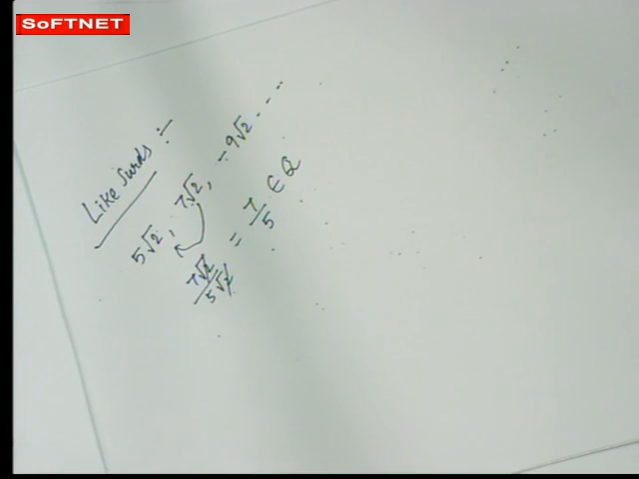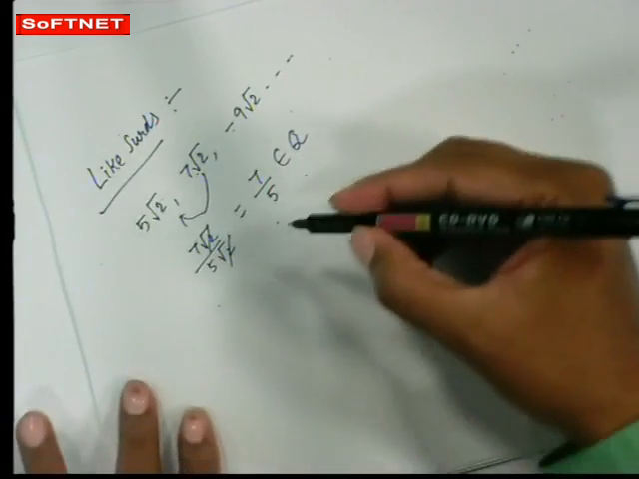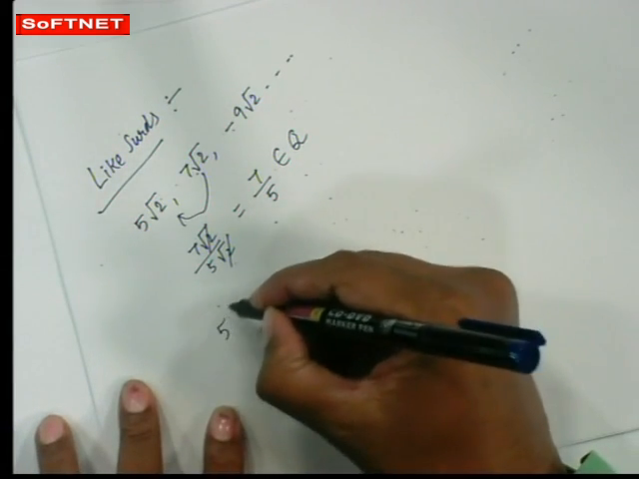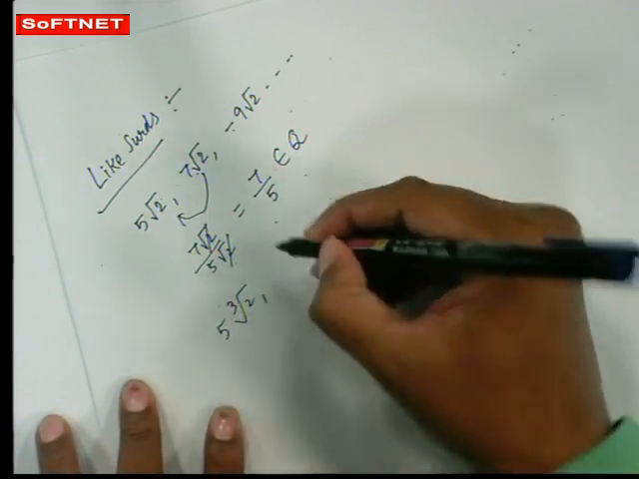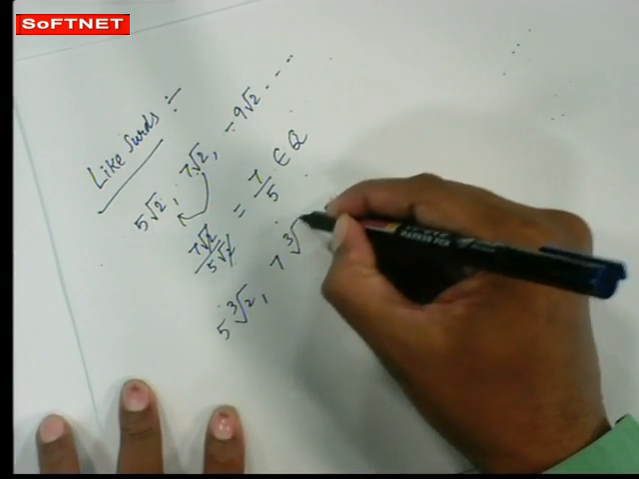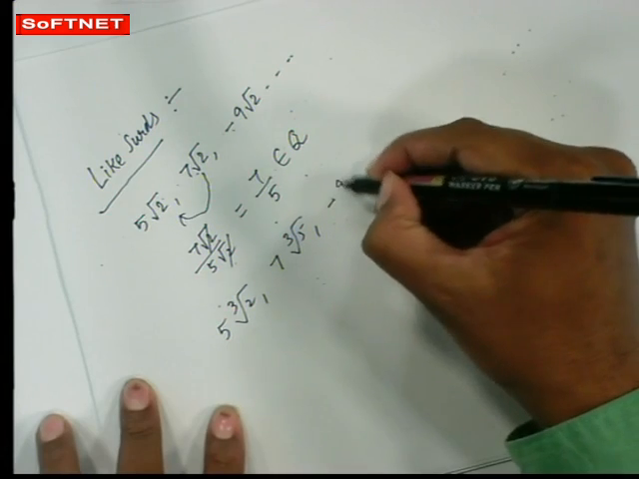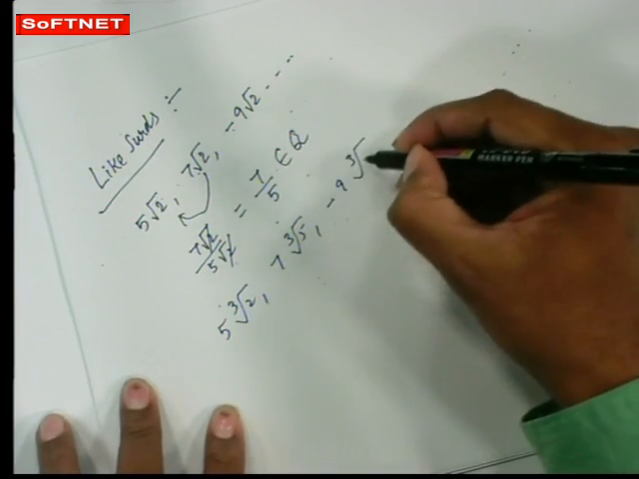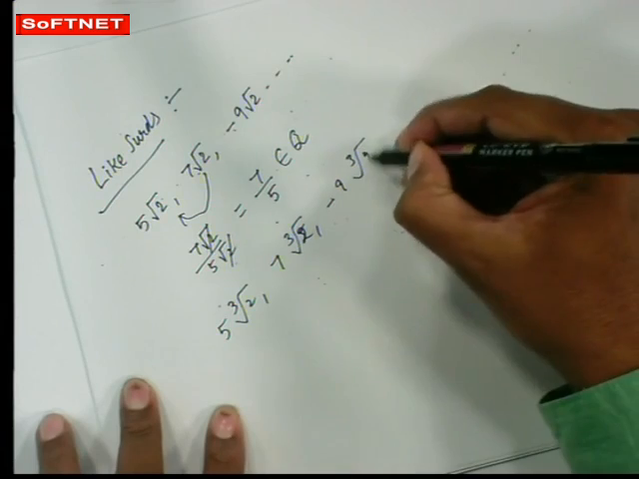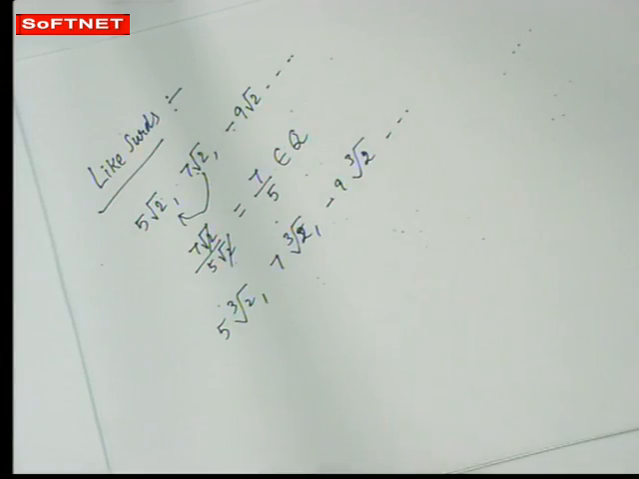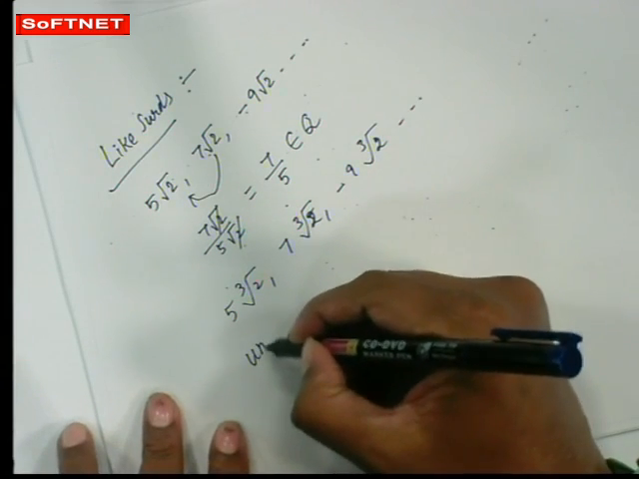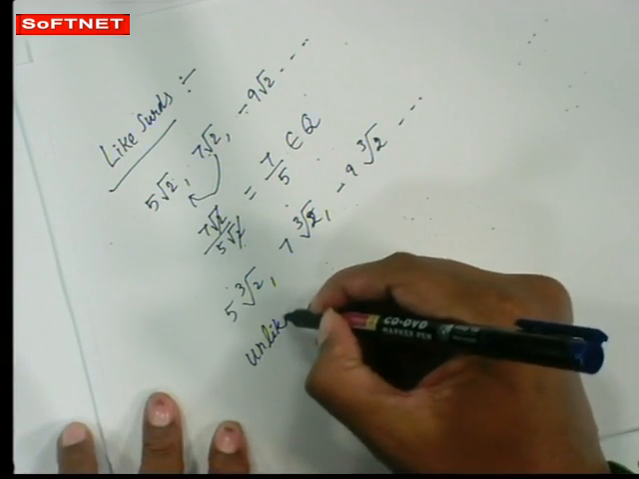Shall we give any more examples for like surds? Why not? We shall give some more examples. That means 5 into cube root 2, 7 into cube root 5, minus 9 into cube root 7, 2 cube root 2, and so on. These are also like surds. Now unlike surds.